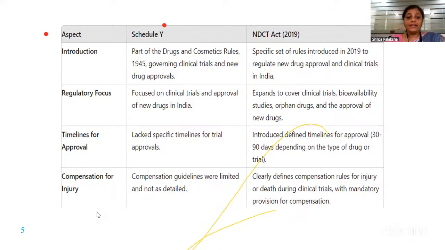Then, based on the regulatory focus, Schedule Y focused on clinical trials and approval of new drugs in India. The NDCT Act expanded to cover all types of trials, including bioavailability studies, orphan drugs, and approval of new drugs. The timelines were not there in Schedule Y, so that was lacking. It was introduced in this act, which says there is a defined timeline for approval, 30 to 90 days, depending upon the type of drug or trial. Then the compensation part was not mentioned in Schedule Y. That was brought out in this act, which clearly defines the compensation rules for injury or death occurring during a clinical trial, and this is a mandatory provision.